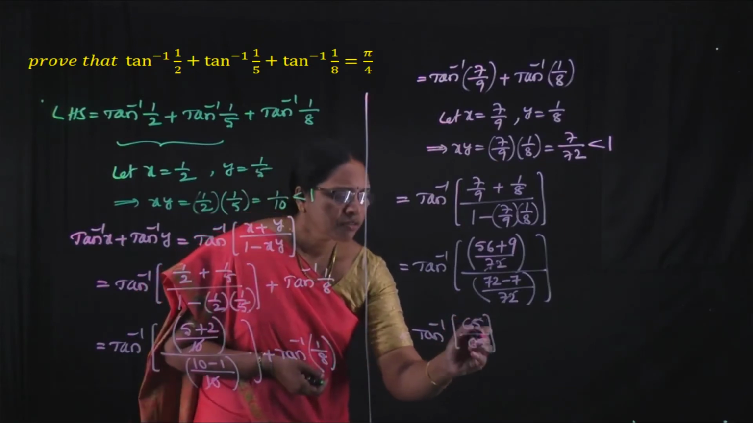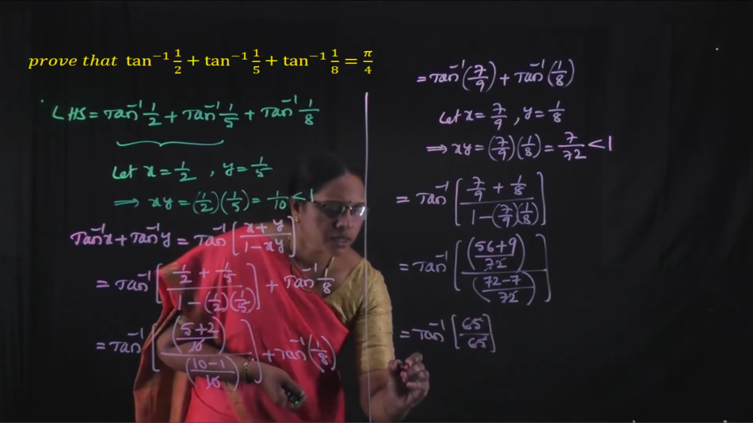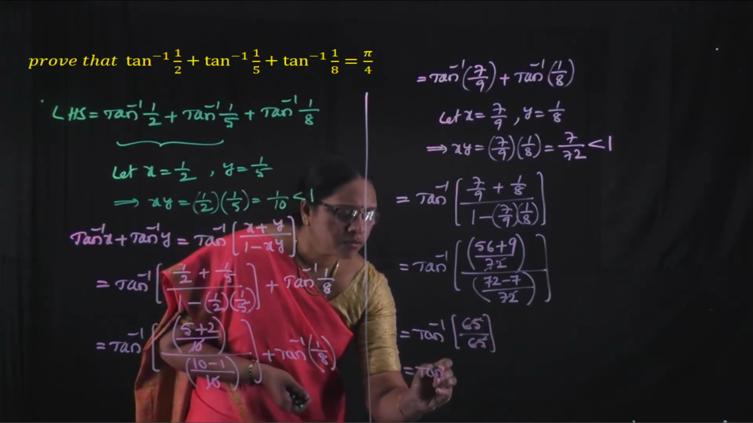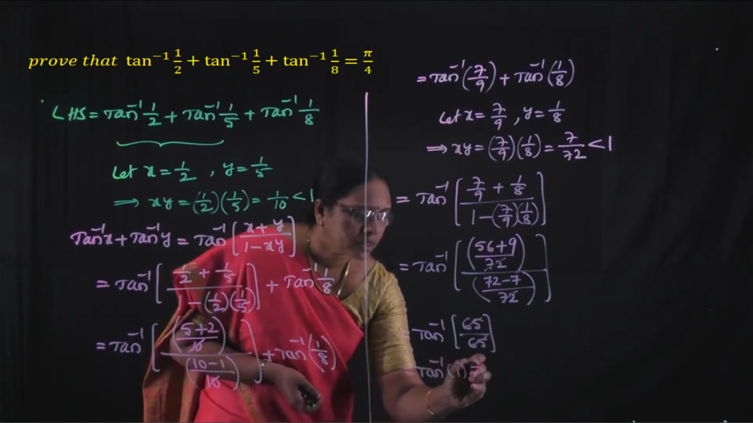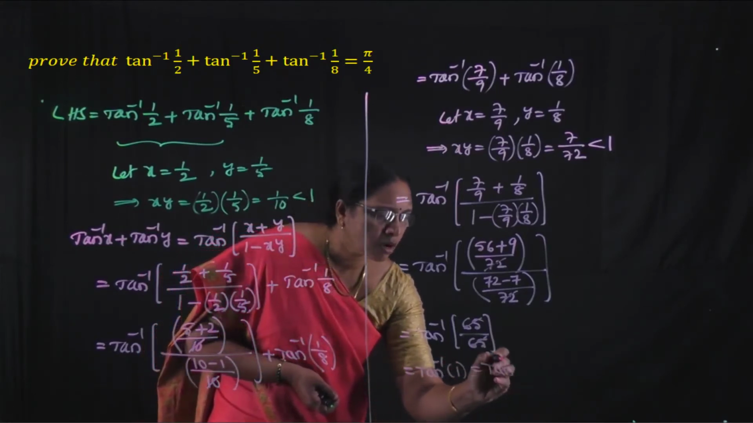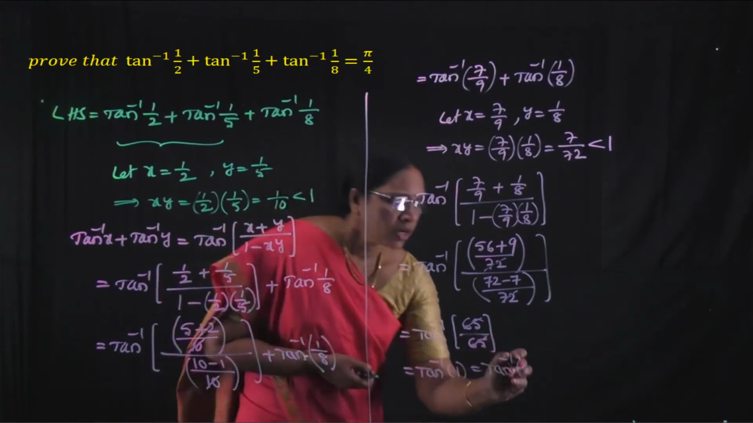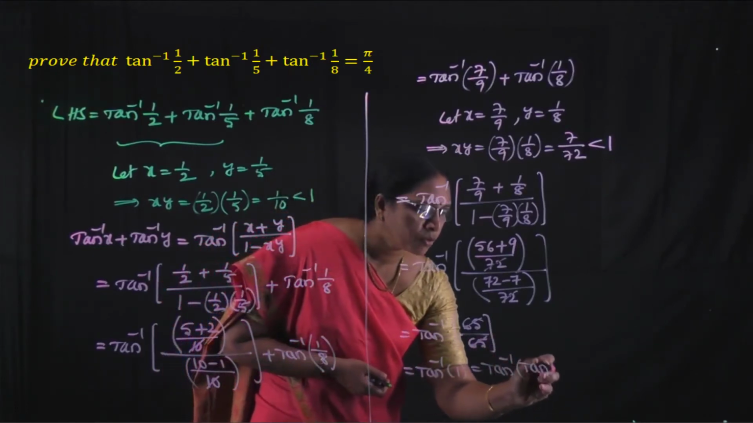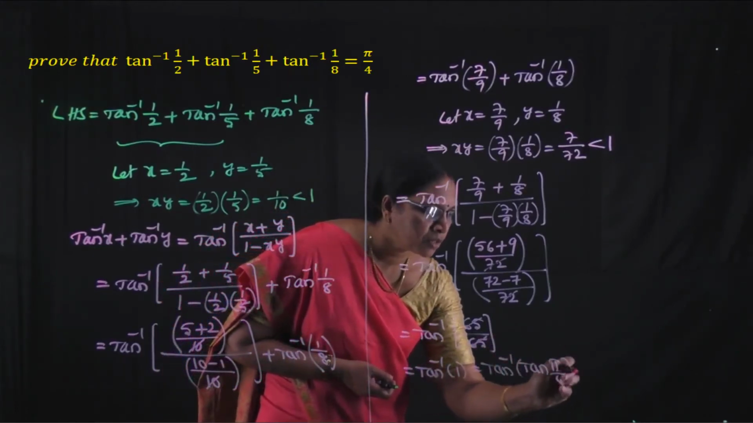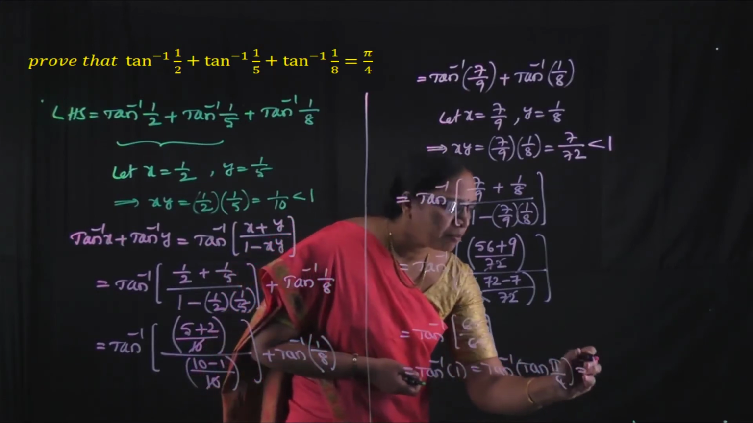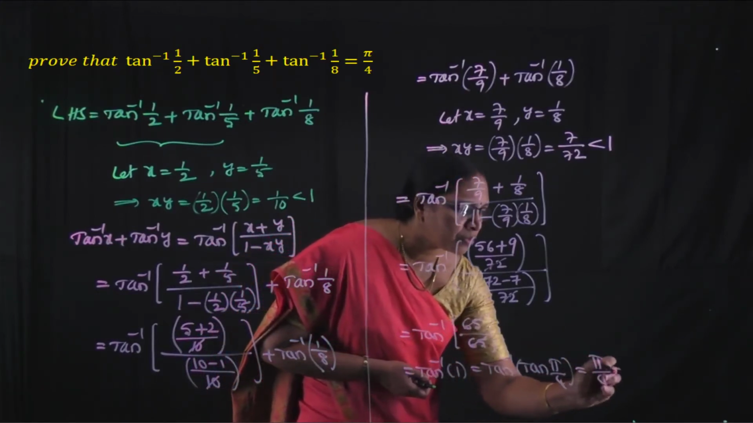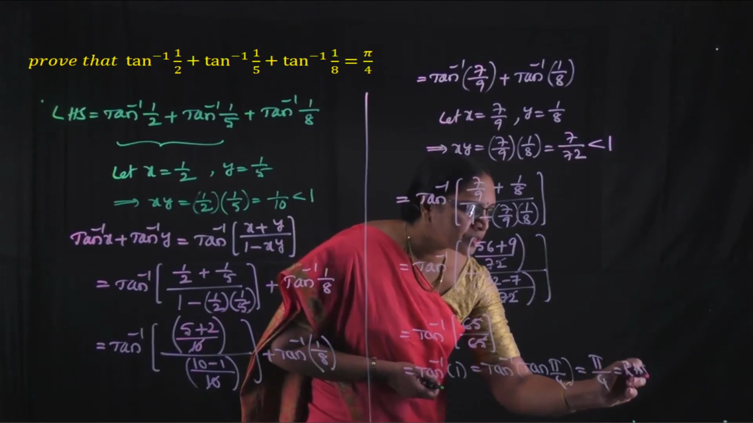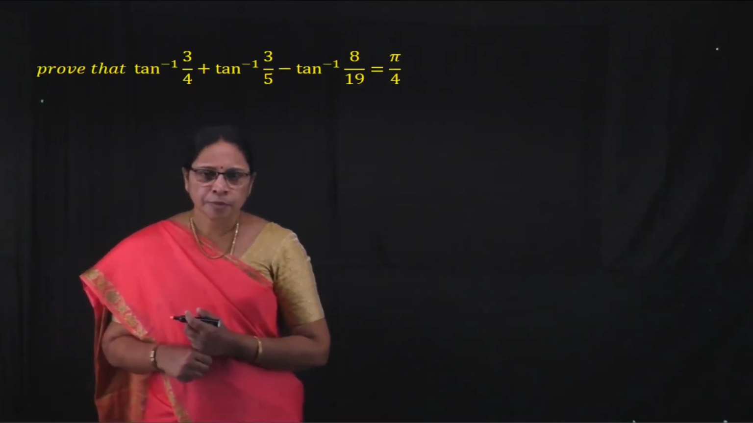Here 65 gets cancelled, that is equal to tan inverse of 1. We know that 1 is tan pi by 4, and tan inverse of tan pi by 4 is pi by 4, that is RHS. See the next problem.